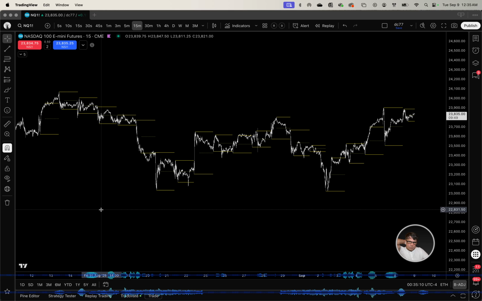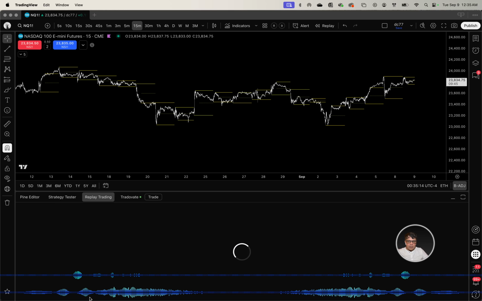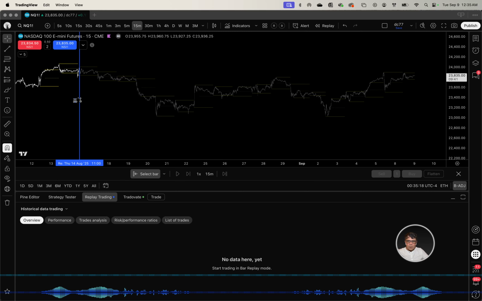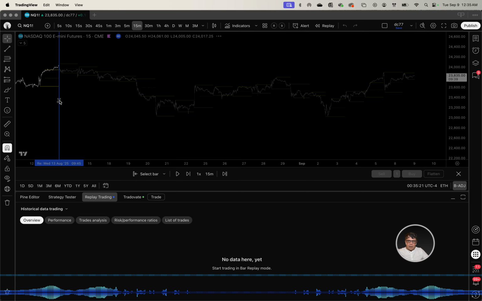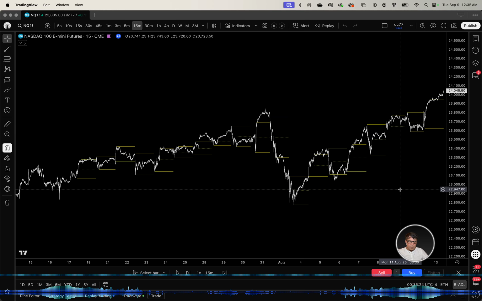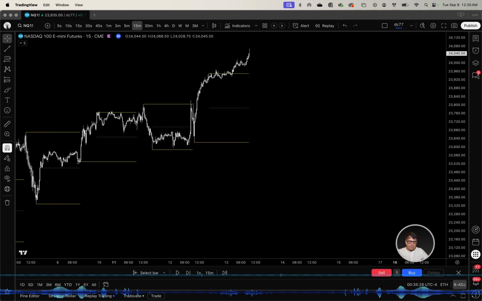So let's go back as far as we can in this 20-day overview, and let's start our bar replay, and let's do that on the 15-minute chart. So we'll go back to here. We're going to get another 20 days, but let's focus on what's going on right here in the last couple of days.